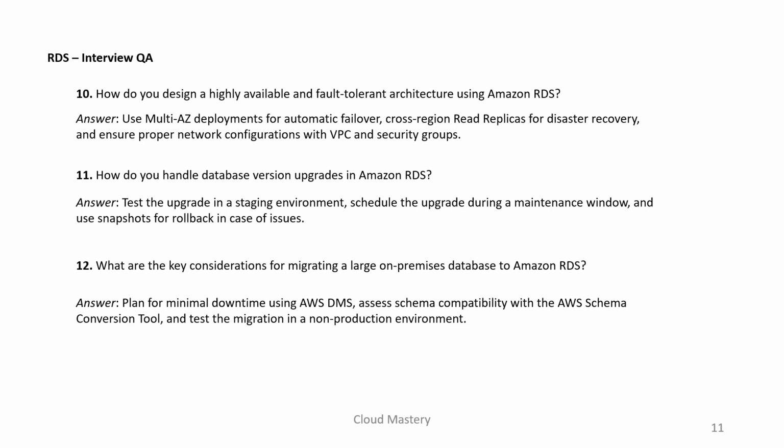I already covered these things. Database Migration Service, you can use that service. You can assess schema compatibility with AWS Schema Conversion Tool. Then you can test the migration in the non-production environment. Then you can go with the production environment. So that is the way we can plan and design the architecture and propose it to the client.